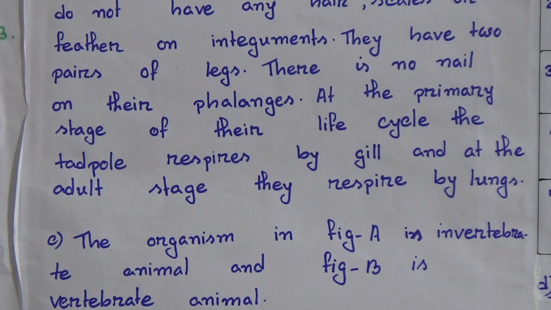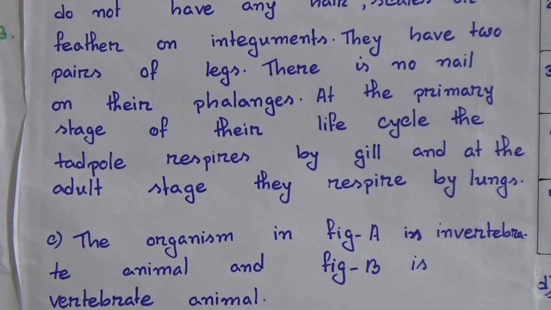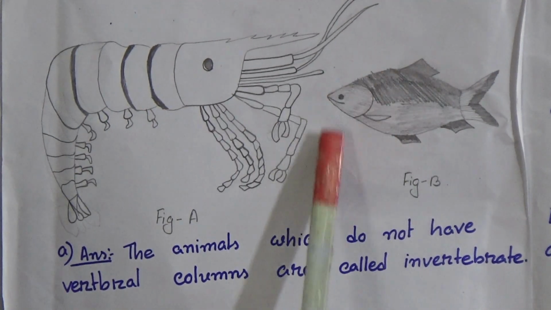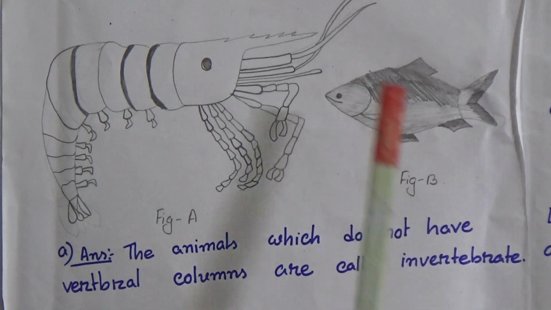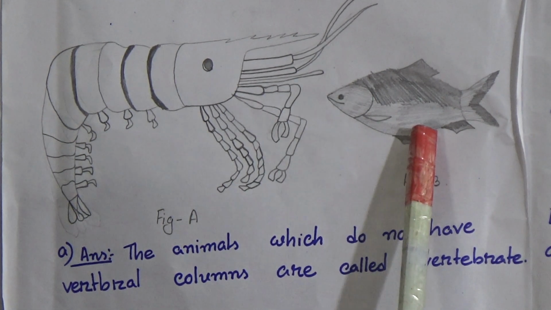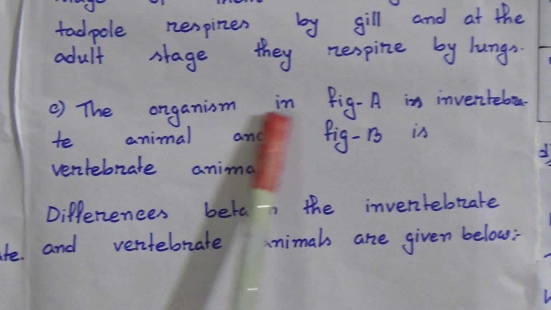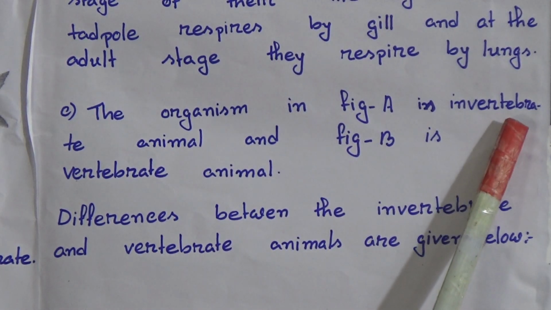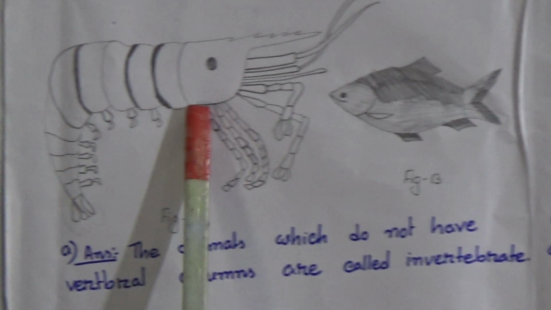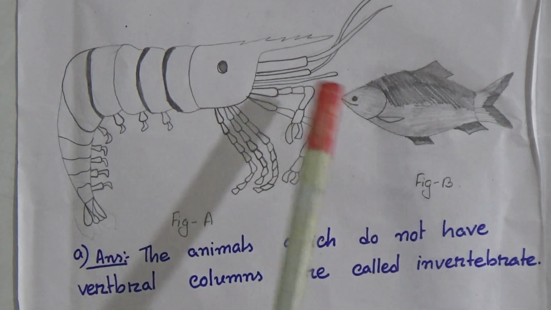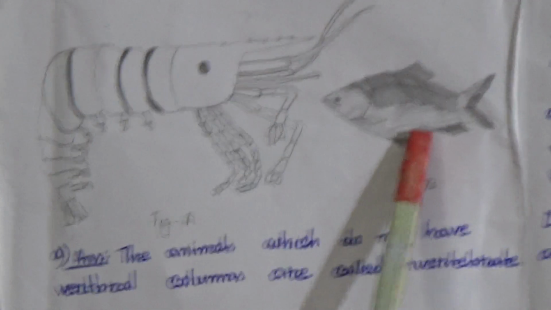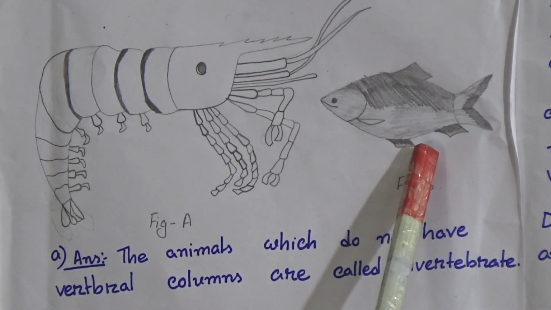Number C. Write down the differences between the animals shown in figure A and figure B. You see that here is the figure of a shrimp, and here in figure number B, there is a figure of hilsa fish. These two fishes are very well known to us, and there are differences between them. The organism in figure A is an invertebrate animal and figure B is a vertebrate animal, because in the shrimp there is no bone inside, and in the hilsa fish we find bones in the middle of their body and other parts of their body.